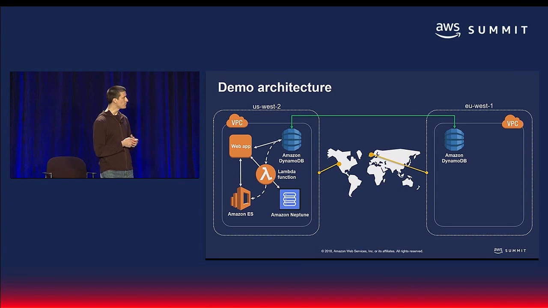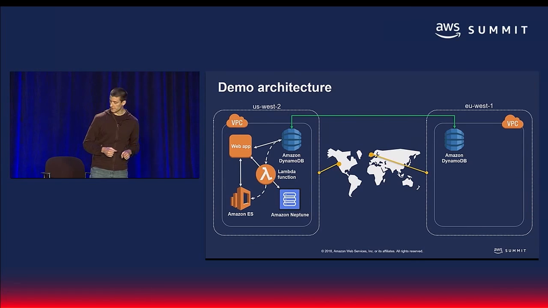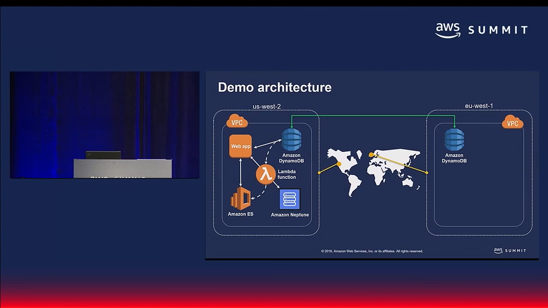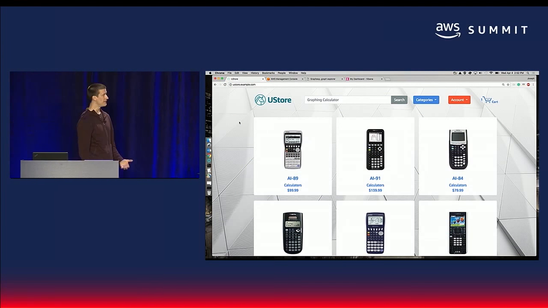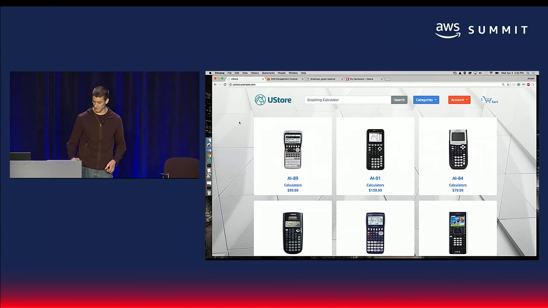So we built a web app, and we're going to use DynamoDB, and we're going to use Lambda, some Amazon Elasticsearch Service, and Amazon Neptune. We're going to stitch this together. All right, so in the theme of graphing calculators, I made us a web application to sell graphing calculators.